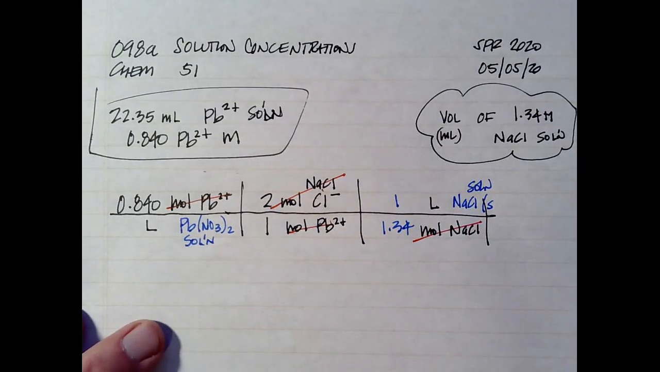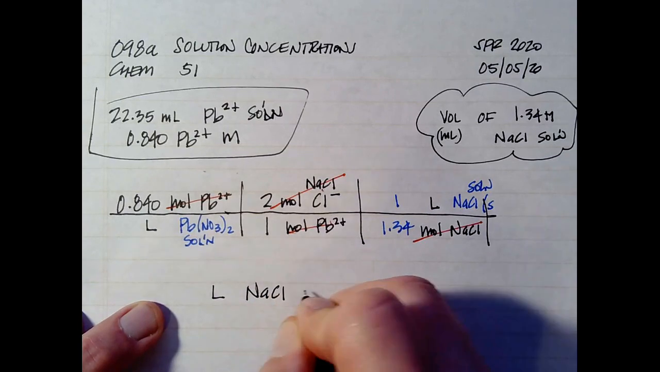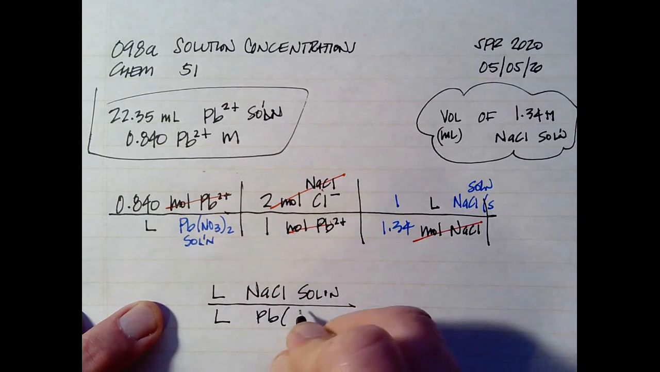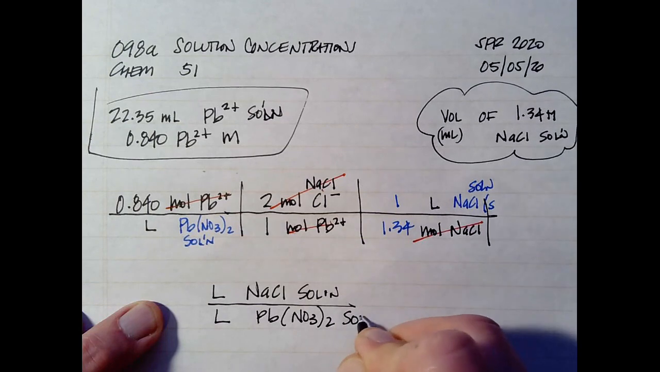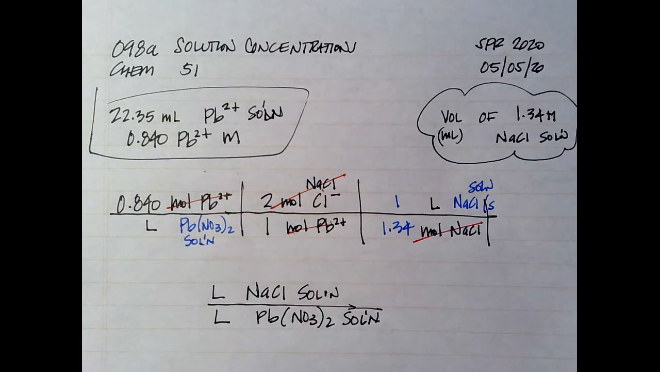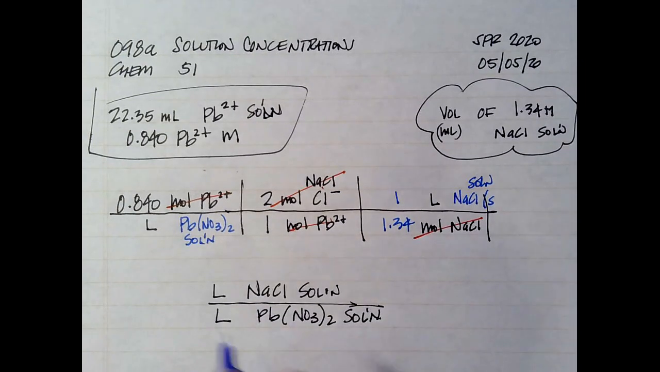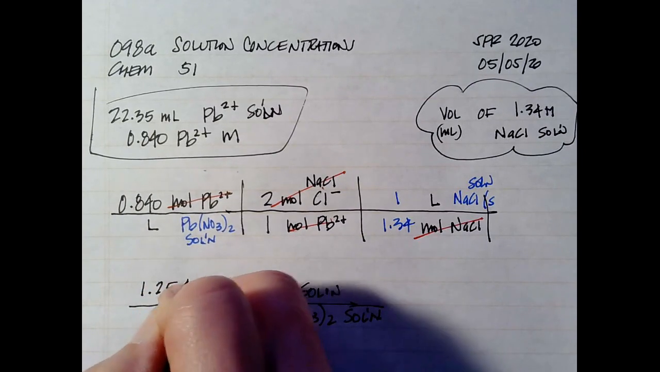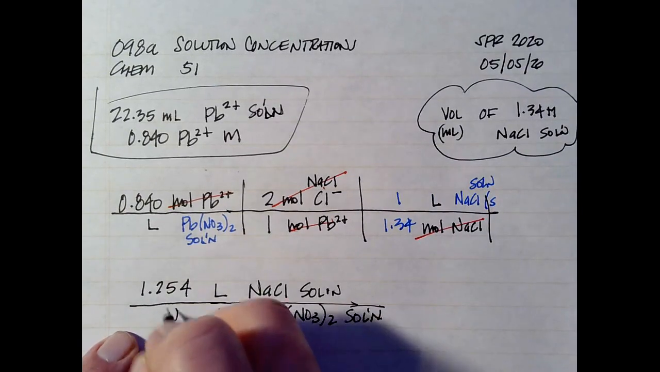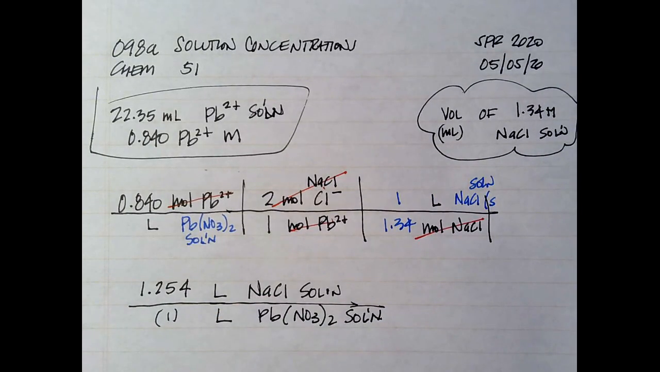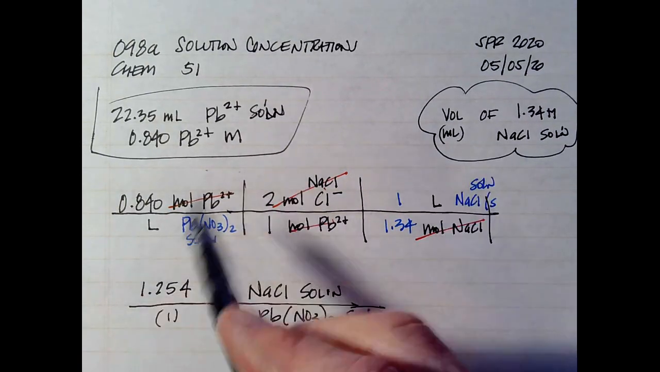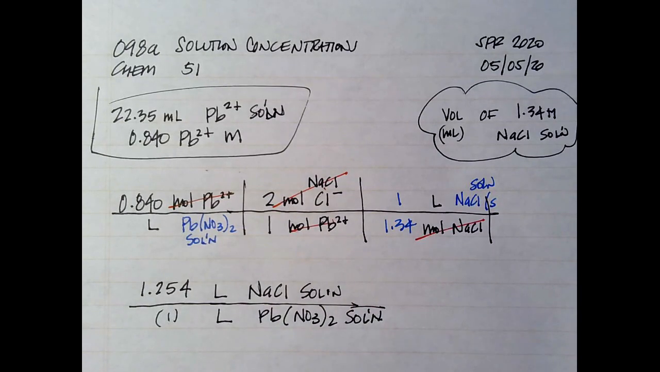So if I got through all this right now, I'd have liters of NaCl solution per liter of the PbNO3 solution. And if I do that math, the number I've got in here right now is 1.254 liters of NaCl solution for every liter of lead 2 solution. Now, I just made this up when I sat down. I don't know. I'm going to just start playing with this until I get there. So we're back to chapter 1. There are 5, 6, 10 different ways to solve these problems.